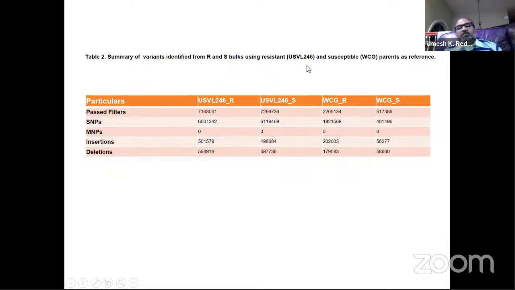So we did a lot of sequencing. Those bulks, we have done deep sequencing to identify 7 million SNPs differentiating the resistant bulk and susceptible bulk. 7 million SNPs is a lot. So quite a bit. Exhaustively we have sequenced them and then compared them.